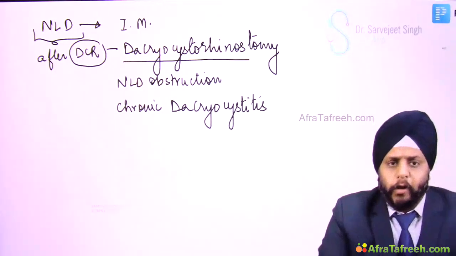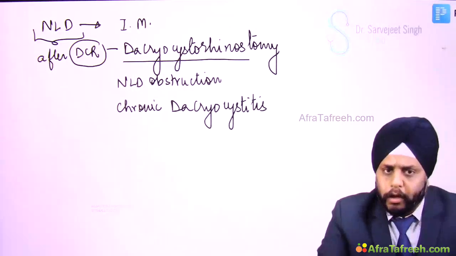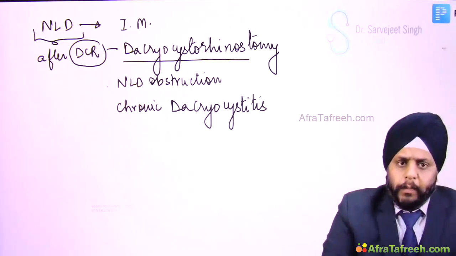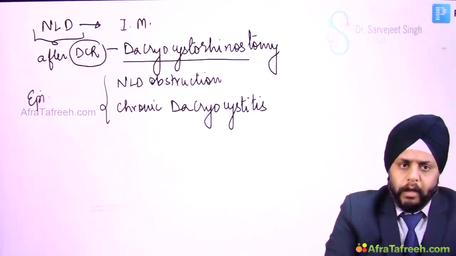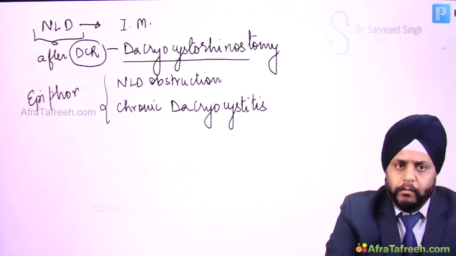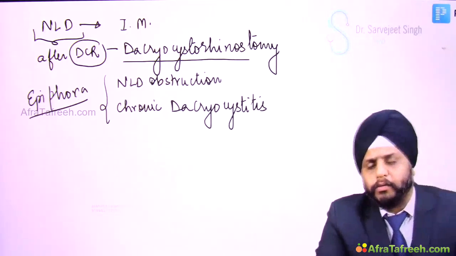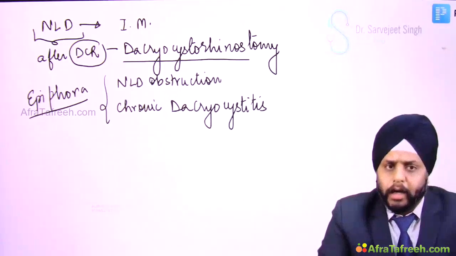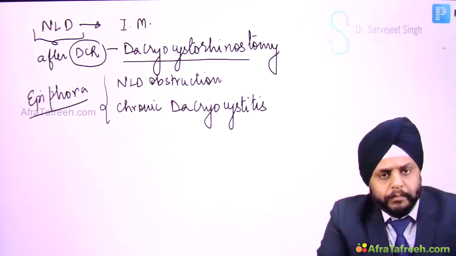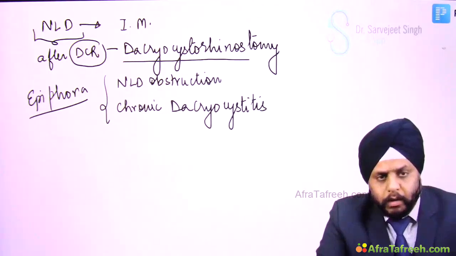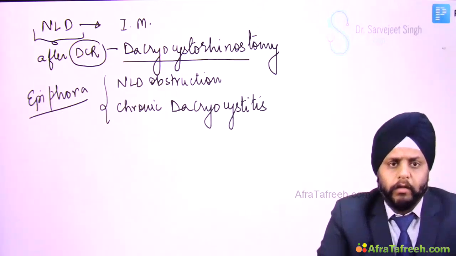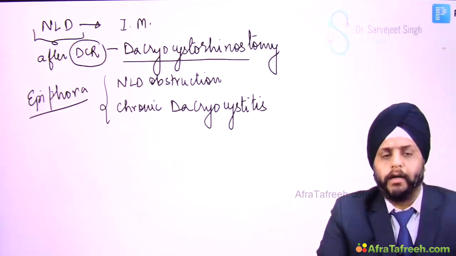In fact, the NLD obstruction can lead to chronic dacrocystitis, and the patient comes to you generally with a complaint of epiphora, excessive tear production, because the tear is not going in the nose, so the tear is coming out from the eyes, so that is known as epiphora. Right? So what will you do? You will do a surgery known as dacrocystorhinostomy.